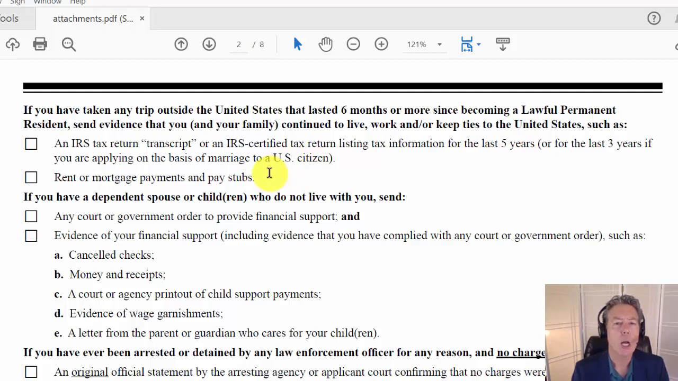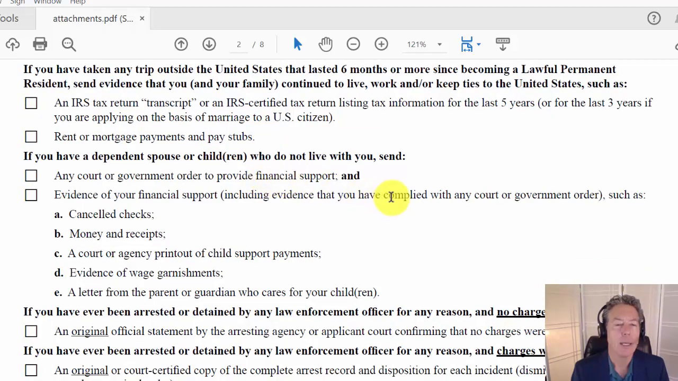And live, work, or keep ties. You can also use letters from people and prove it that way. There's all different other kinds of ways to prove it, that you have that continuity.